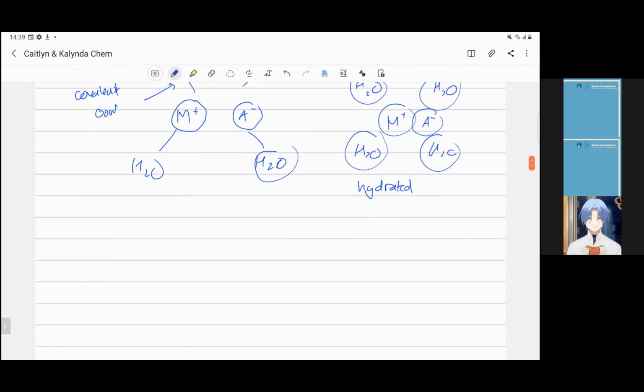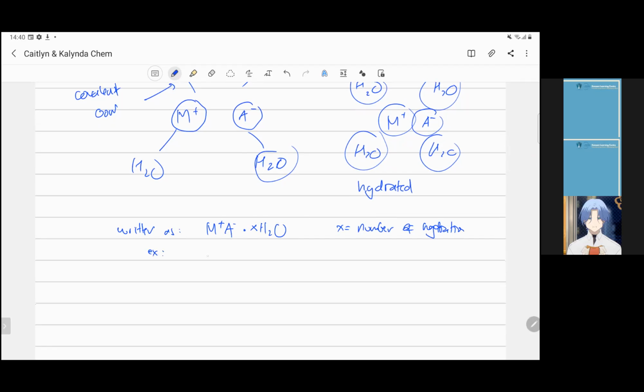How do we write hydrated salt? Hydrated salt is written as the name of the cation, the name of the anion, dot. The dot is written at the same level. Don't put them like a decimal place here. It's written at the same level, and then some number of H2O. X is the number of hydration.